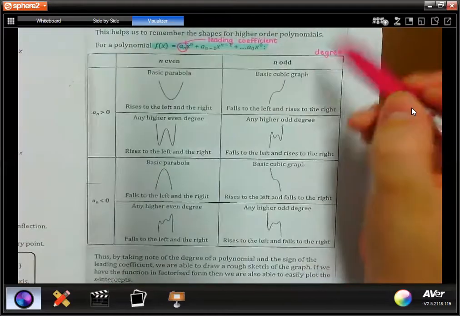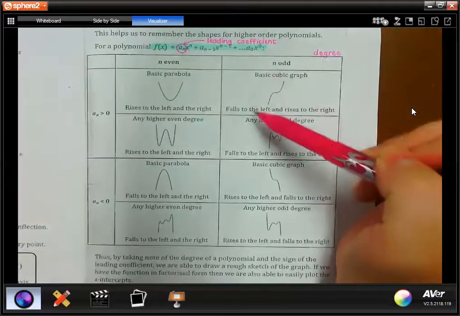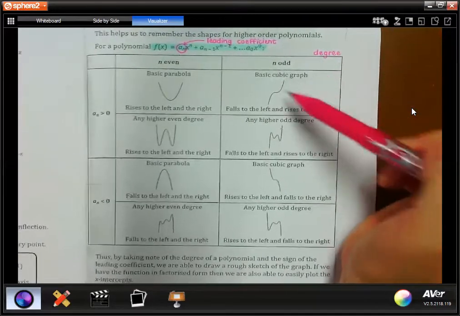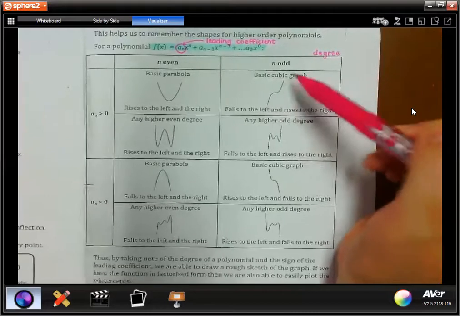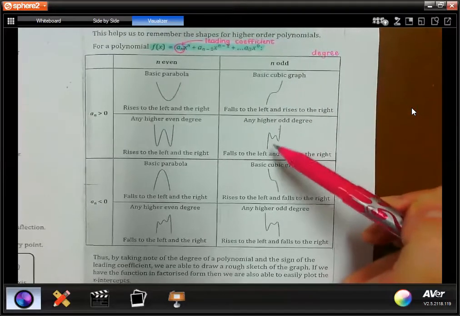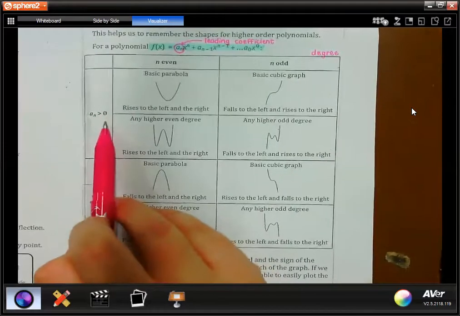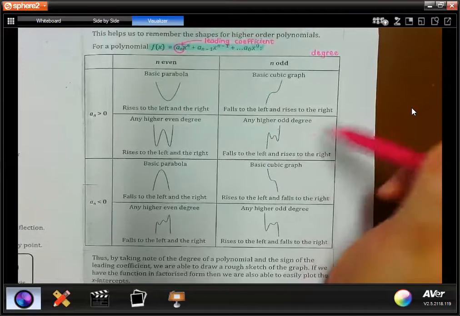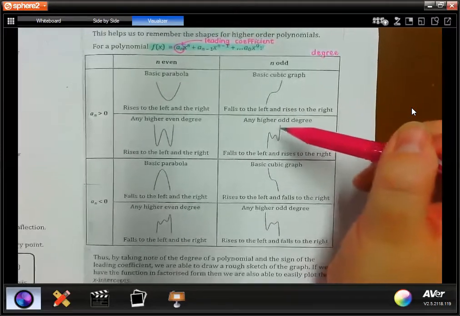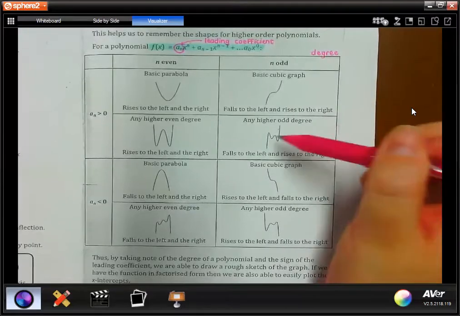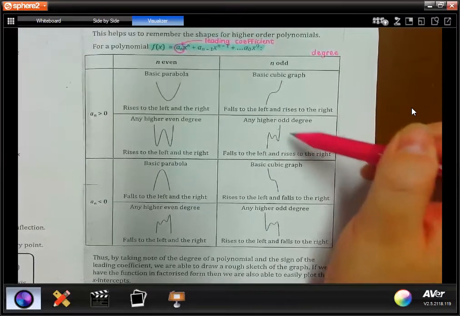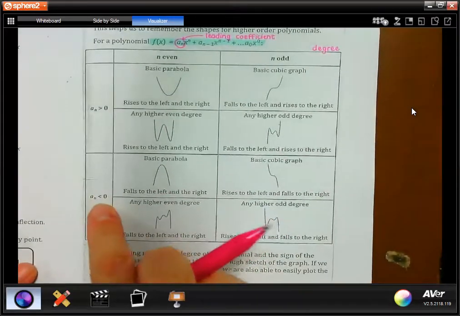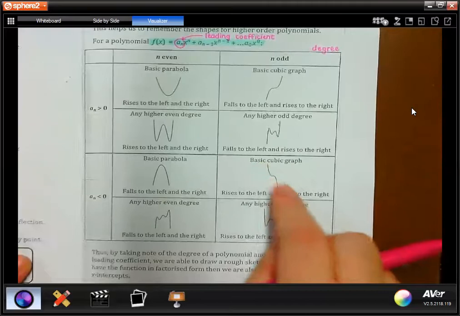Okay, then for the cubic graph, if your leading coefficient is positive, you fall to the left and rise to the right. Okay, if you have an even degree, sorry, odd, my bad, because it's cubic, odd. But now if you have any higher odd degree and your leading coefficient is still positive, it will have that same shape as you're tending to negative infinity and to positive infinity. So it will still fall to the left and rise to the right, but you can have other turning points and things in between.